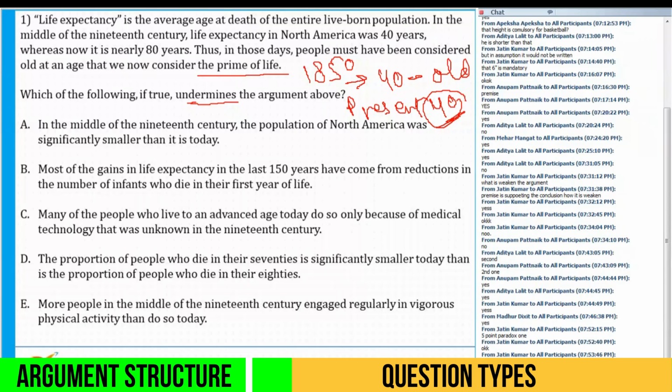So you have to undermine this argument. You have to prove him wrong. How will you prove him wrong? Tell me. From the options, how will you prove him wrong? Read the options and tell me.